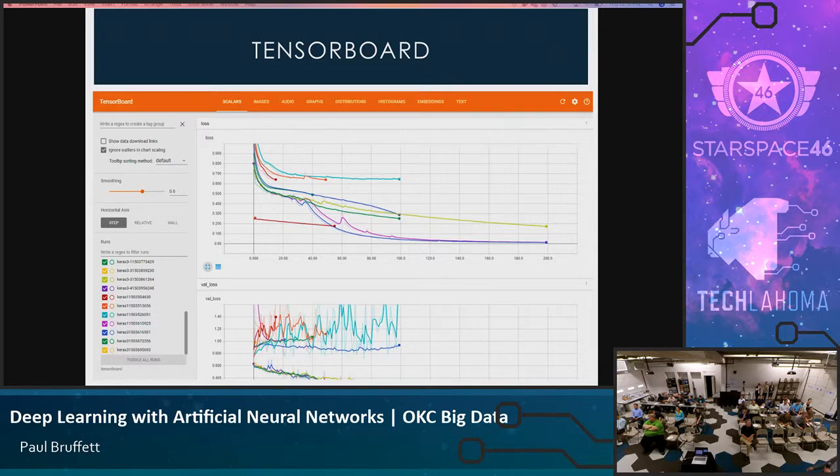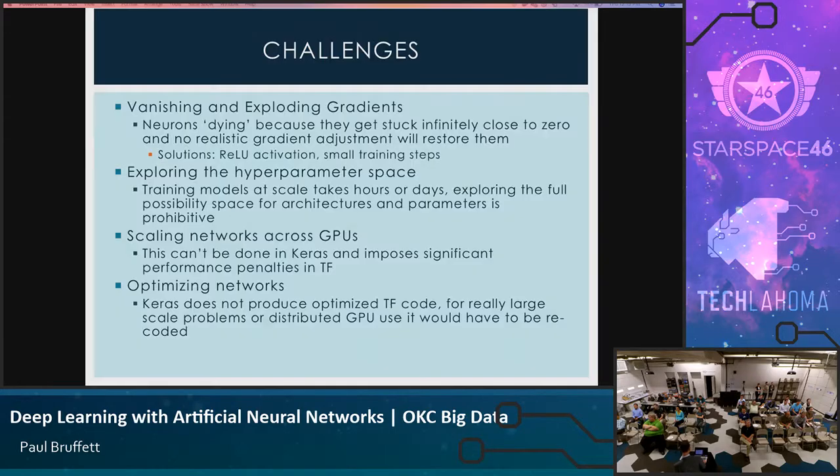So TensorBoard is very flexible, and all it really does is plot your scalars or your data and give you a view into how your models are performing. All right, and then I got one more slide.